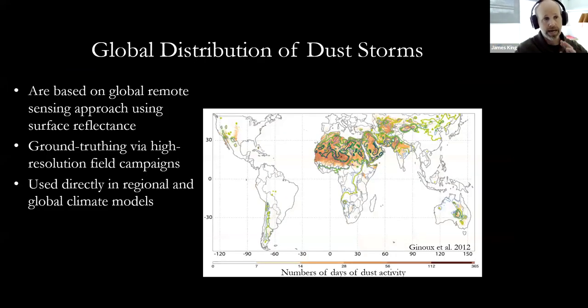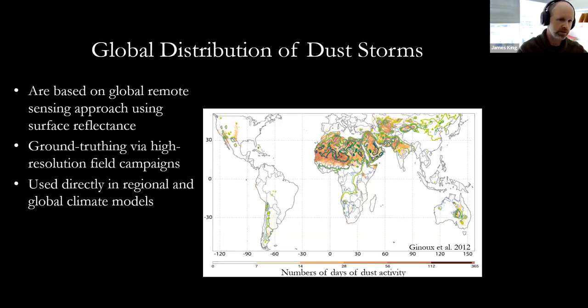If we look at a global distribution of dust storms based on those assumptions, Paul Ginoux and friends came up with this map in 2012 that is an output of remote sensing as well as other more in-depth approaches that link to hydrology and anthropogenic effects. Generally, we can see a distribution of this. There have been very recent updates to this, which I'll talk about in a little bit, by Danny Lung and Jasper Kok. But basically, this is the state of our idea of how we get to a global distribution of emission areas.